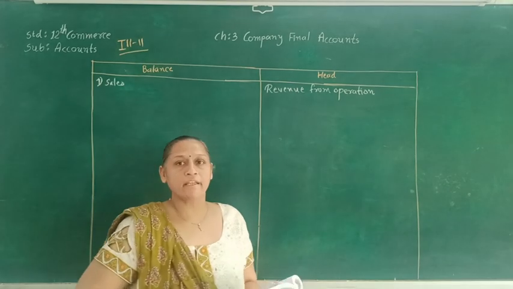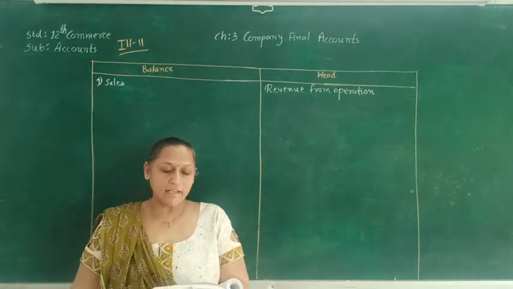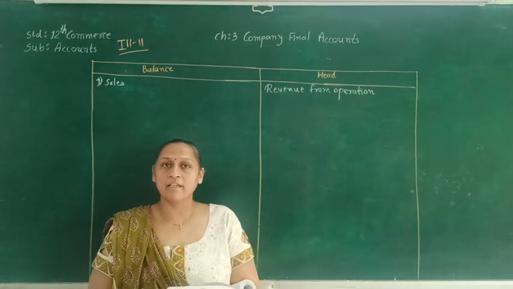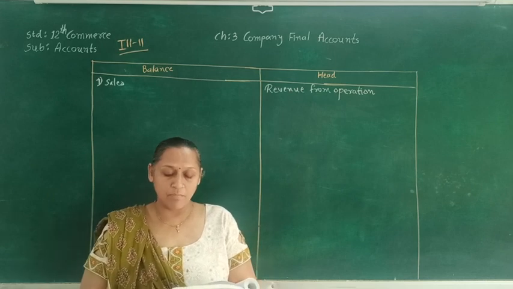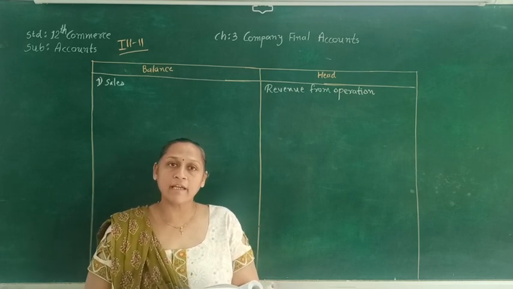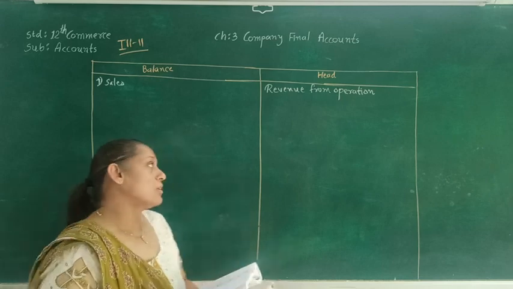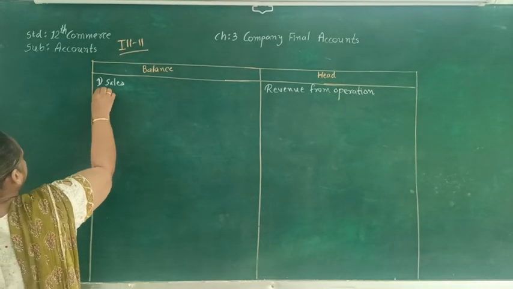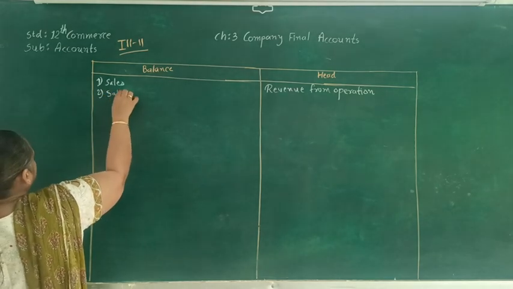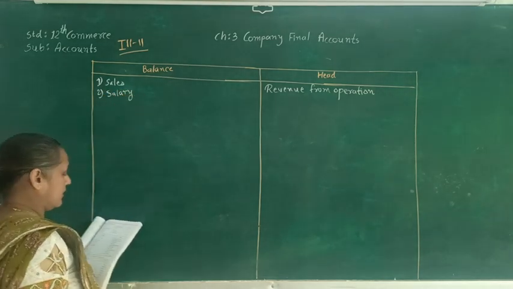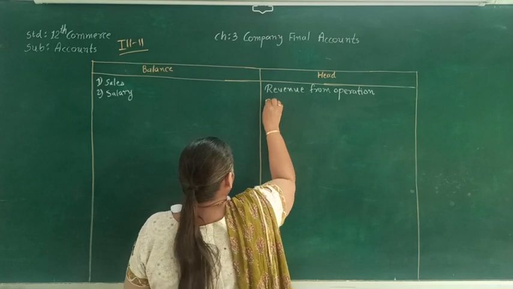The second heading is salary, and salary is given to the employee, so it will fall under the head employee benefit expense. So the second heading, salary, falls under employee benefit expense.